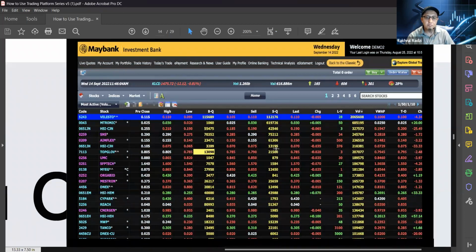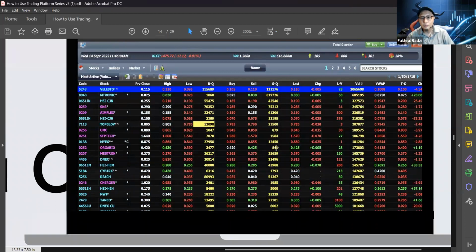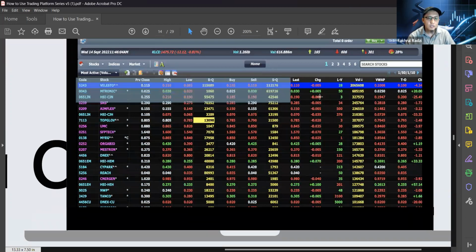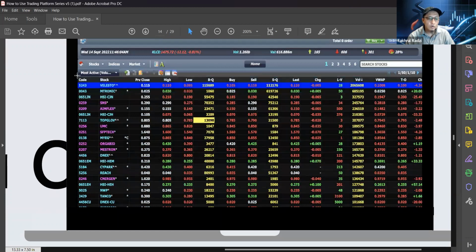Besides reading the menu, you also need to read the columns of the platform. For example, the code of the stock, and the name of the stock. Previous close is the price at which the stock closed previously, yesterday. The high price is the highest price the stock hit on that day. The low price is the lowest price the stock hit on that particular day.